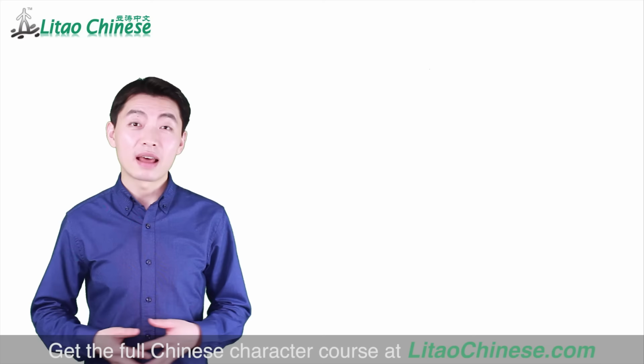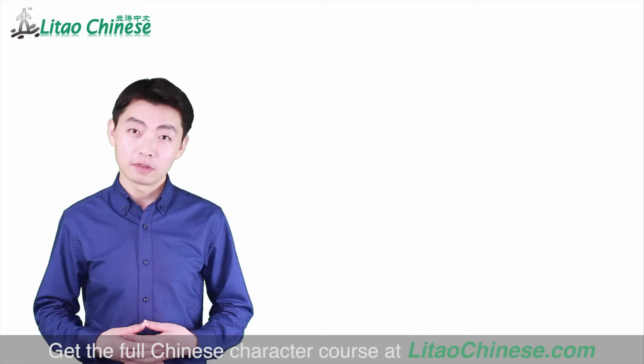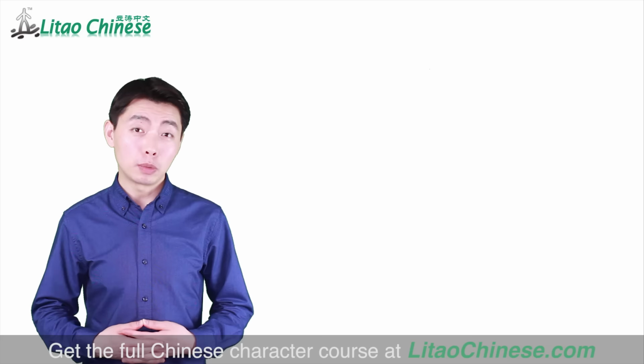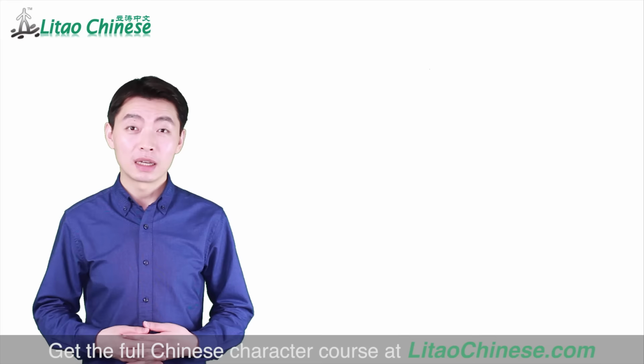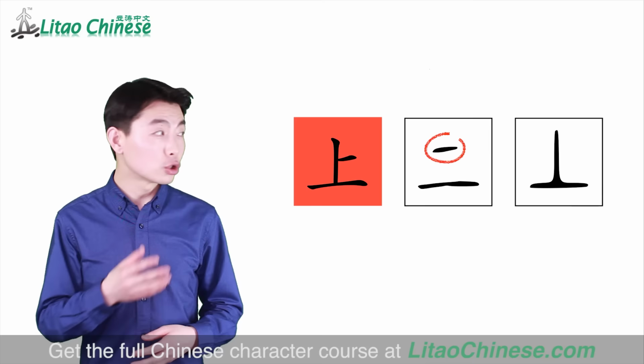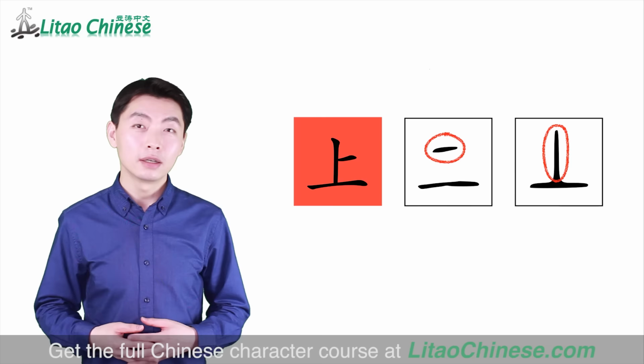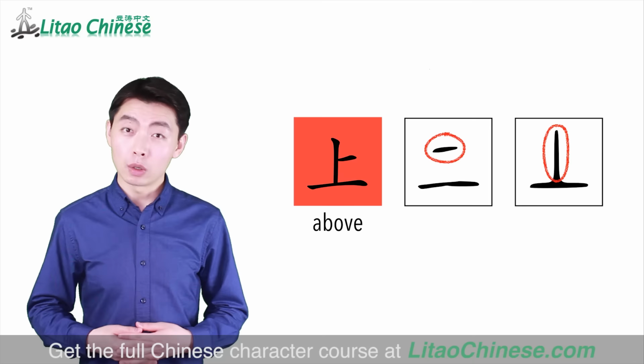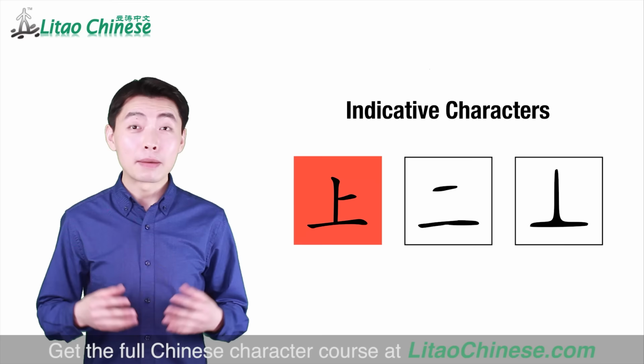However, many things that have abstract meanings can hardly be drawn out. For example, numbers or positions. So, ancient Chinese people used abstract symbols to indicate their meanings. Take the character 上 as an example. As we know, its original versions show that ancient Chinese people added a short horizontal line or a vertical line over a long line to represent the meaning of above in position. We call this type of characters indicative characters. They make up only roughly 1% of total modern Chinese characters.